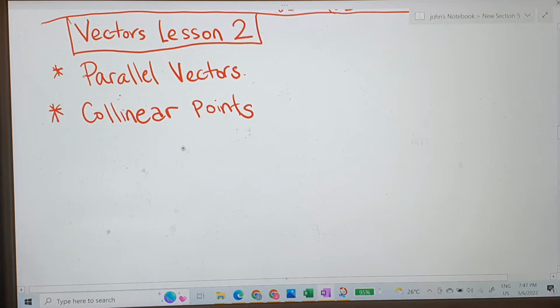have learned. For this particular lesson, we are going to learn about parallel vectors, which we have done a bit in the previous lesson, and also collinear points. Now let me start off with parallel vectors.